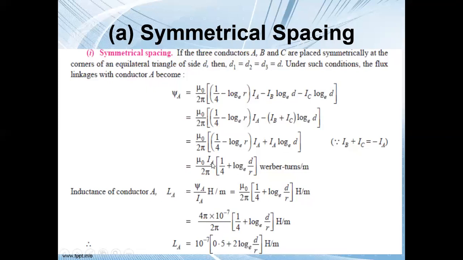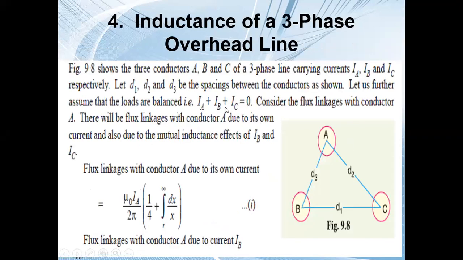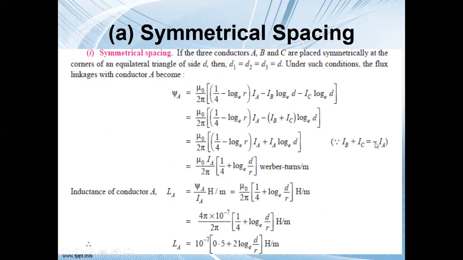Why did IB plus IC become minus IA? We know that IA plus IB plus IC equal to 0, and that's why IB plus IC will be equal to minus IA. Did you understand? Yes sir, understood.